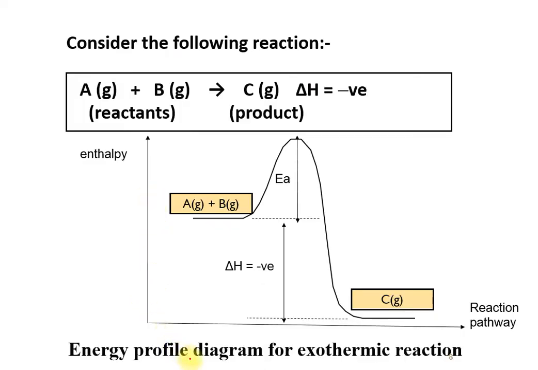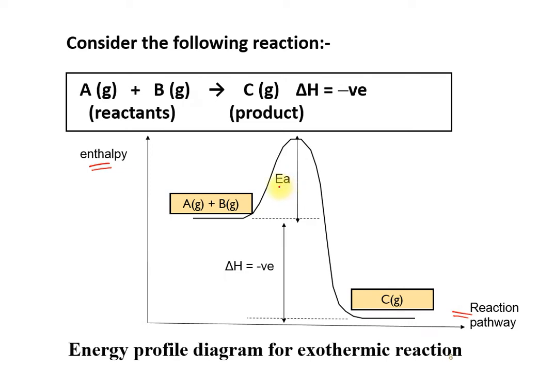This is the energy profile diagram for an exothermic reaction. You should know how to draw this energy profile diagram. You have the y-axis labeled as enthalpy, the x-axis as reaction pathway. AB is the reactant, C is the product. We have another one, EA. So what is EA, class? EA is the activation energy.